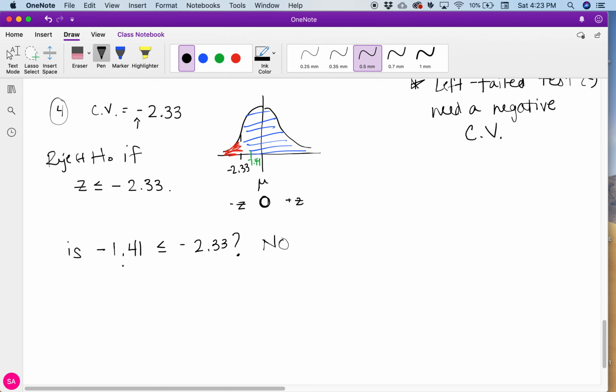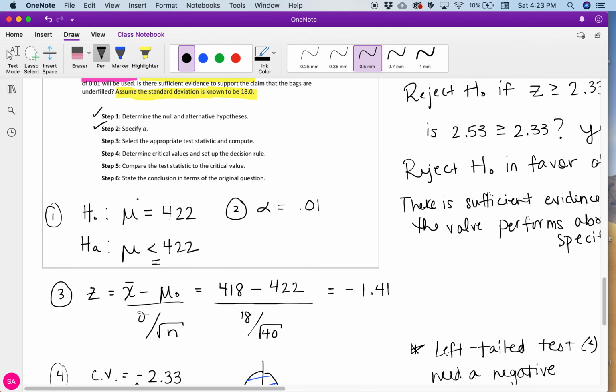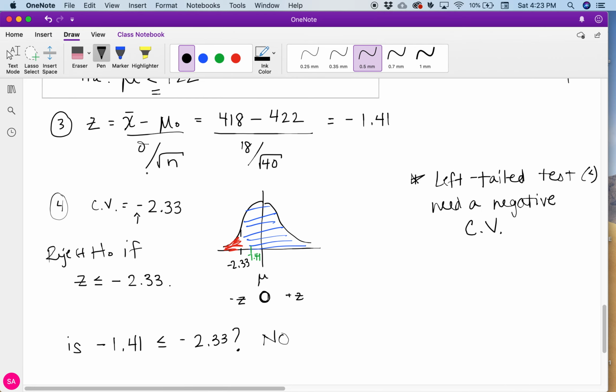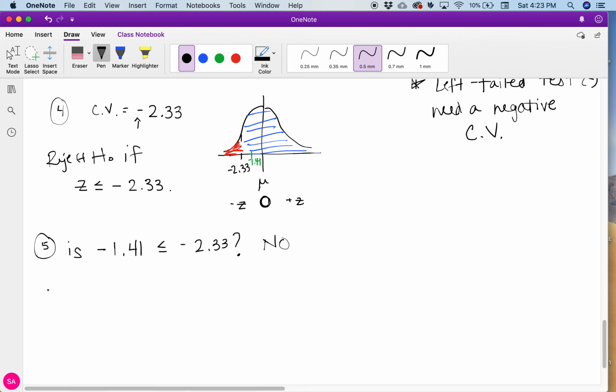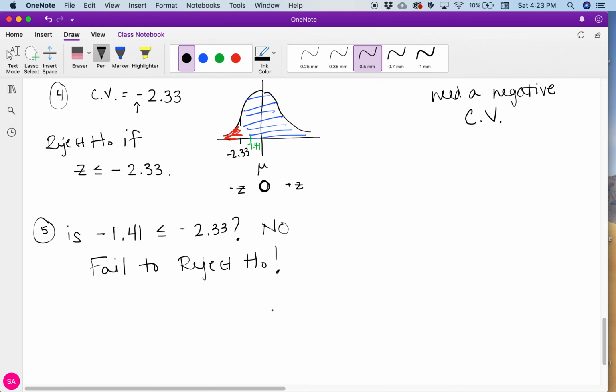So, what is that, step 5? That is step 5. Step 5 is comparing. So we just did that. And we determined that that doesn't work. So we are going to fail to reject H naught. And remember, we use the term fail to reject, not accept. We just don't have enough information, or we don't have enough evidence to prove that claim wrong just yet.